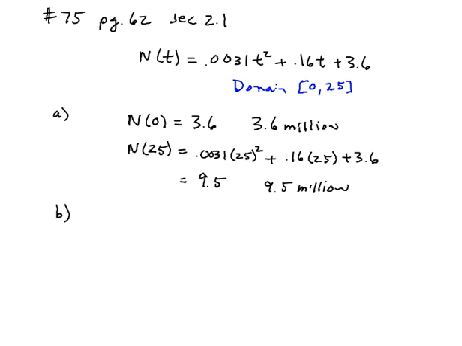Part B, assuming the trend continued, how many cancer survivors were there in 2005? They didn't collect data around the 2005 mark, so what they're saying is they don't necessarily know whether the trend would continue or this would still hold up as a good model, but if it did, then we would go ahead and go past the domain a little bit and let t be equal to 30.